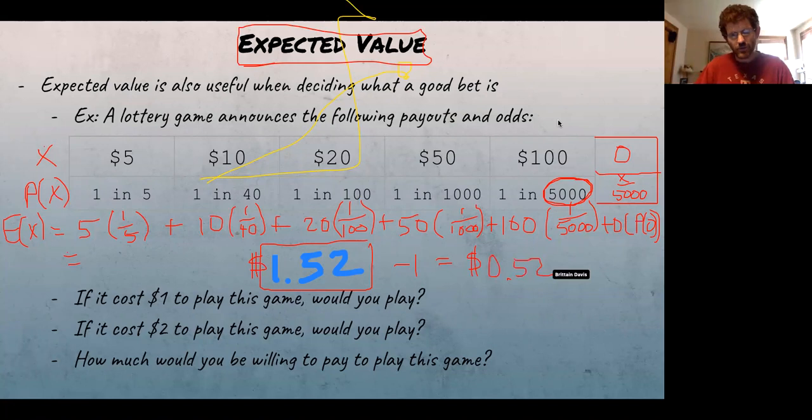Of course, we also need to interpret this the right way. If I played this one time, I'm either going to win 0, 5, 10, 20, 50, or $100. Those are my only outcomes. But if I bought 1 million of these tickets and they all had these odds, then I would win 1 million times 52 cents. And so that's pretty good. So if you have a positive expected value, this is a positive expected value, that makes it a good bet. If it was $2, what would our payout be?